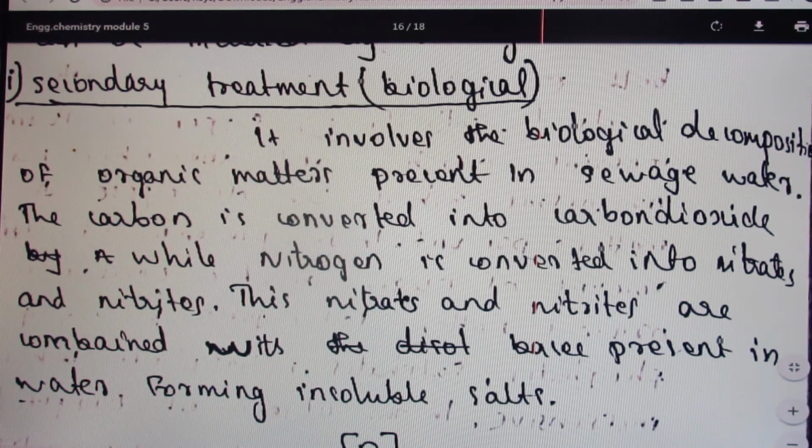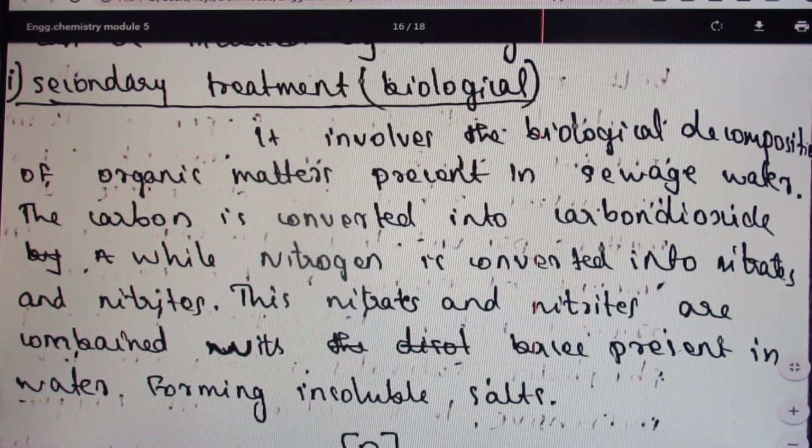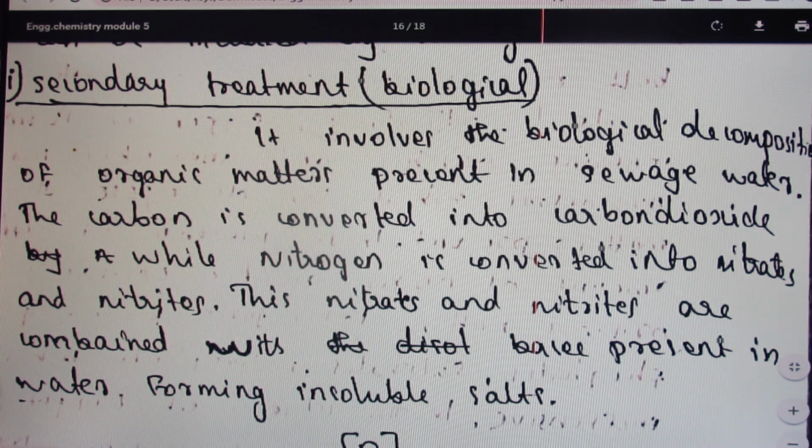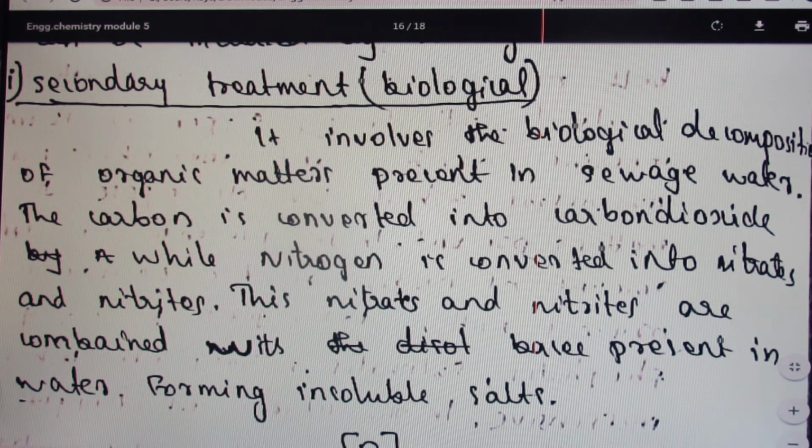In sewage treatment, we already discussed there are 4 different stages involved in part 1. Here, I mainly focus on the secondary treatment of sewage water. It can be done by different methods. One is by biological decomposition.